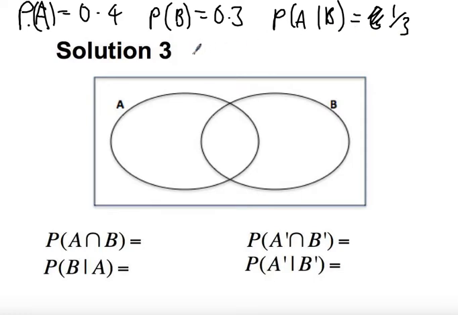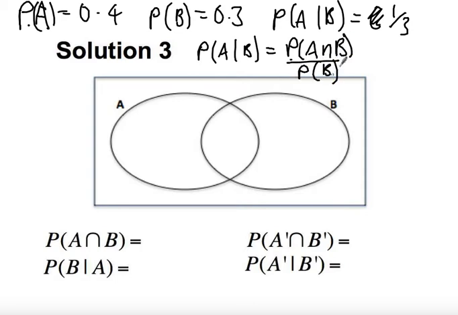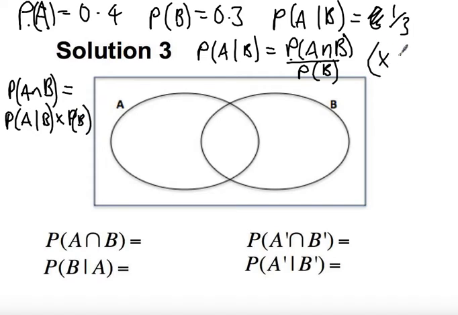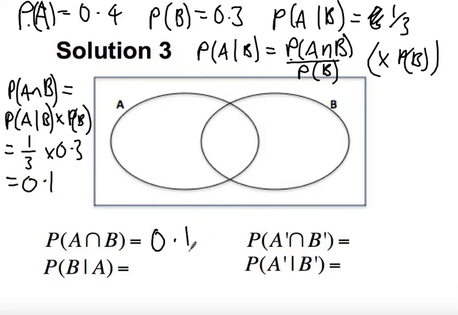So, I'll use the formula here: probability of A given B equals probability of A intersect B over probability of B. I can rearrange this and find that probability of A intersect B can be found by doing the probability of A given B times the probability of B. I'm just going to multiply this original equation both sides by the probability of B. So what we get is 1/3 times 0.3, which gives us an answer of 0.1. So I know the probability of A intersect B is 0.1.